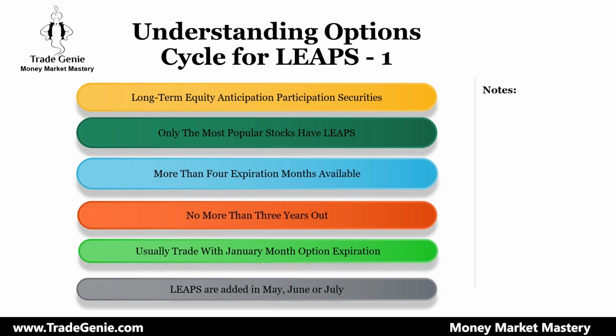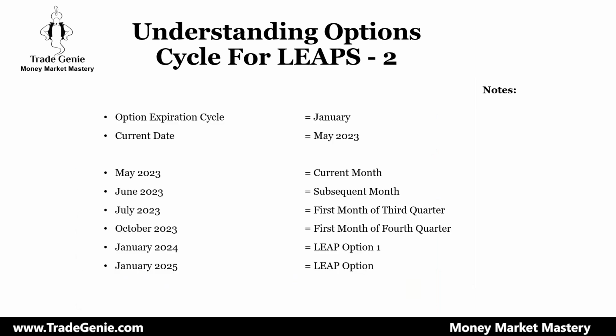So there is a method of listing LEAP options. Whenever you see January, and you know that this January is not based on the 4 months we discussed, it is quite far, so you know this is a LEAP. For example, the option expiration cycle is January. Let's think about Apple. Let's say Apple is assigned to the January cycle, and currently we are in the month of May 2023.